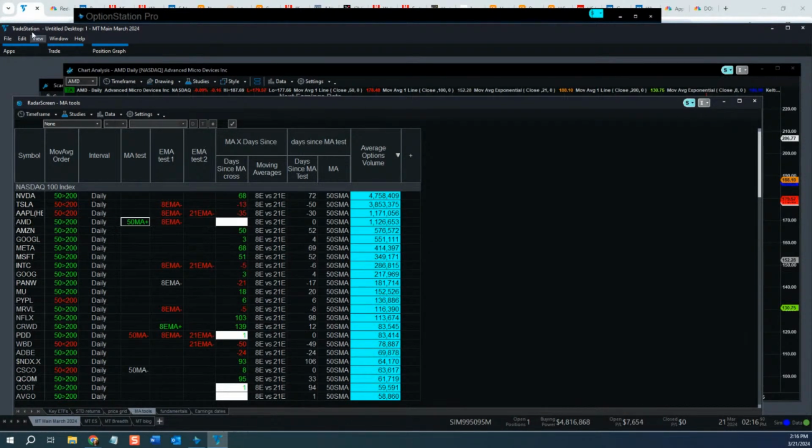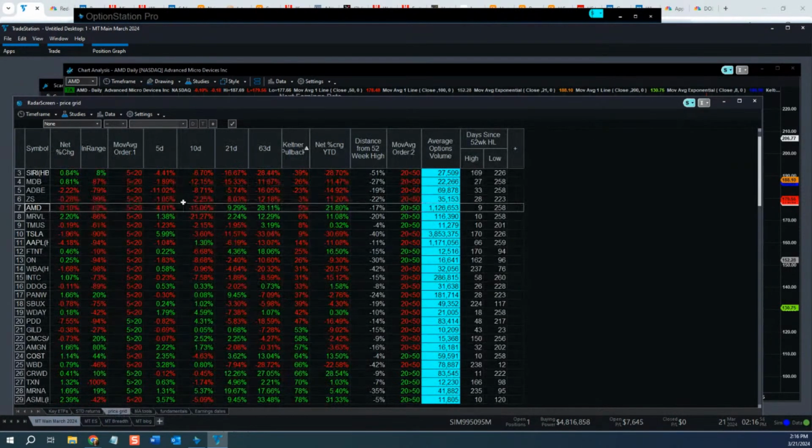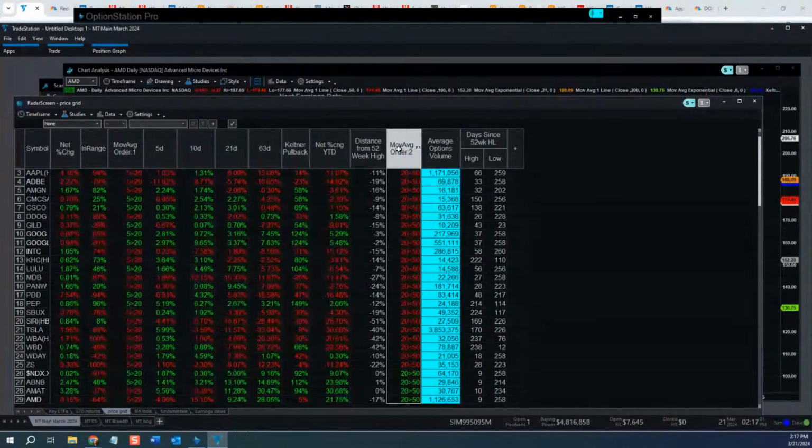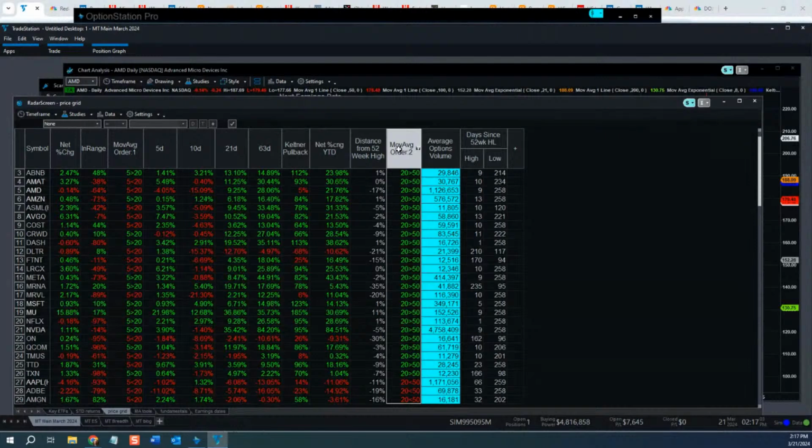This one popped up to me this morning when I was looking for things, and here it is. Interesting to see it right here popping up on the list. So you can now kind of scroll down. Now, another way you can use this is you can say, I only want to see stocks that have a short-term bullish pattern with the moving averages. So this will show you stocks where the 20-day moving average is above the 50-day moving average.